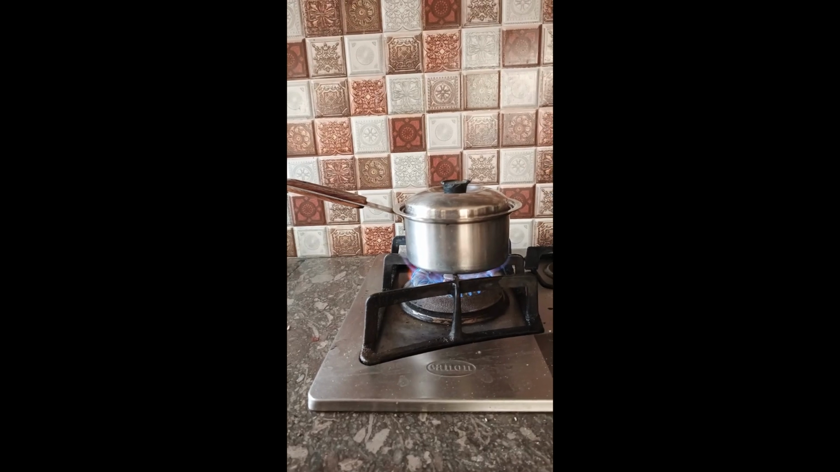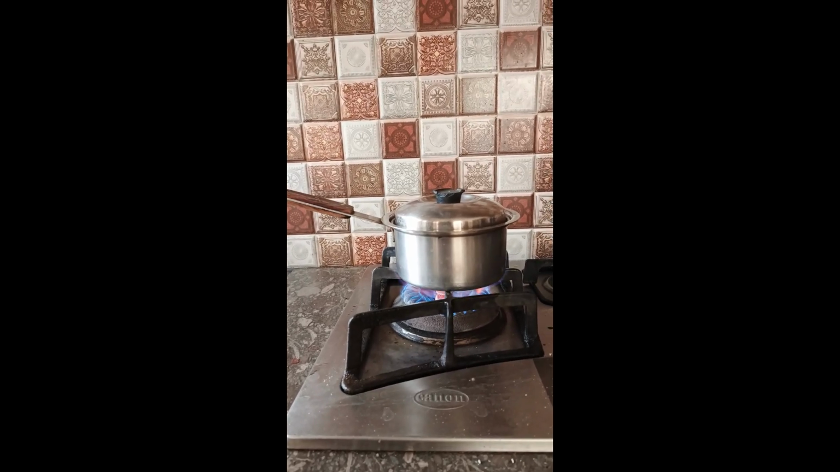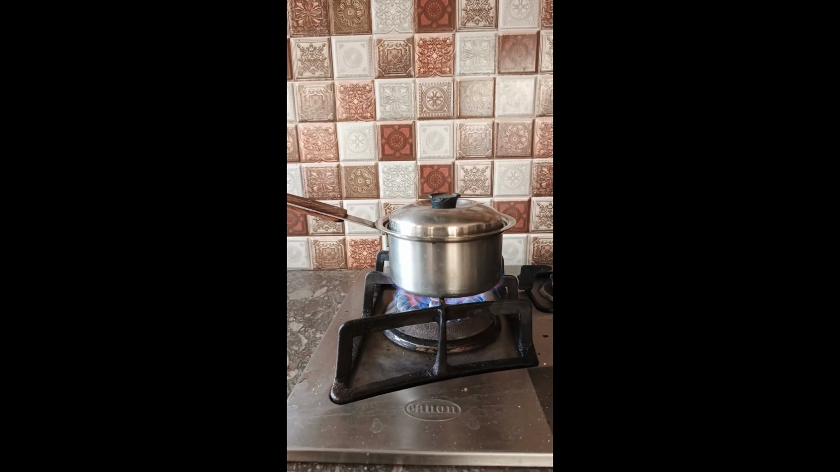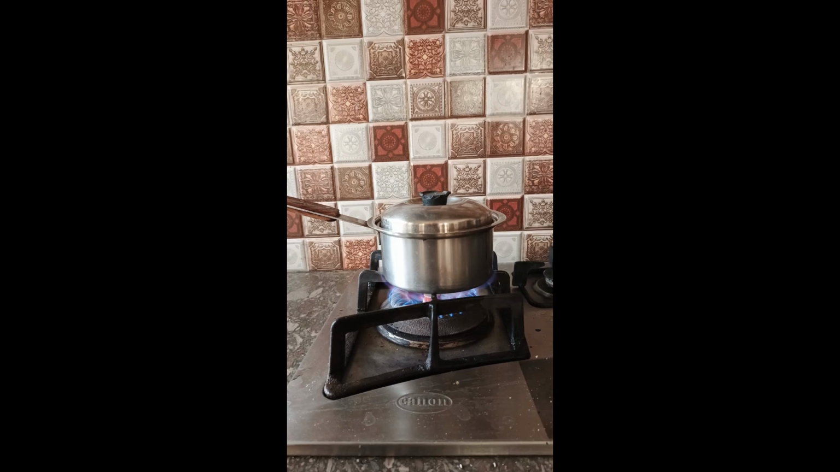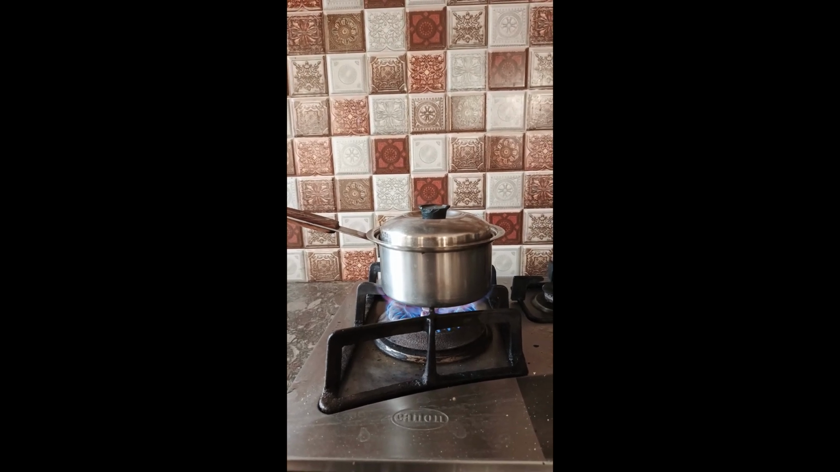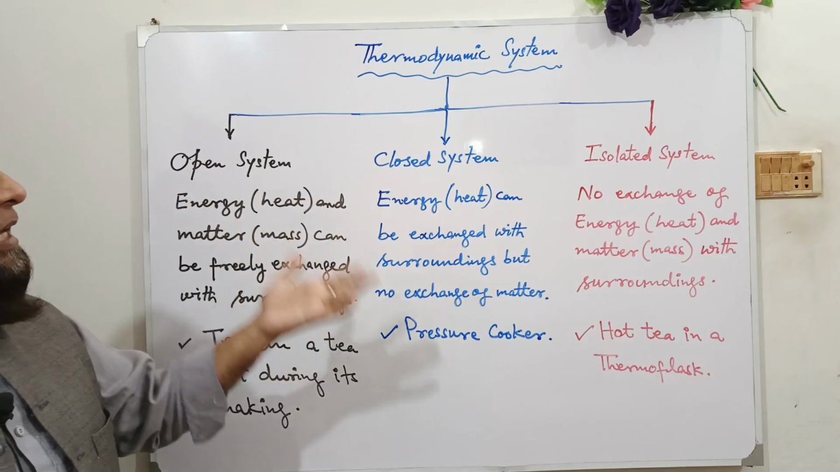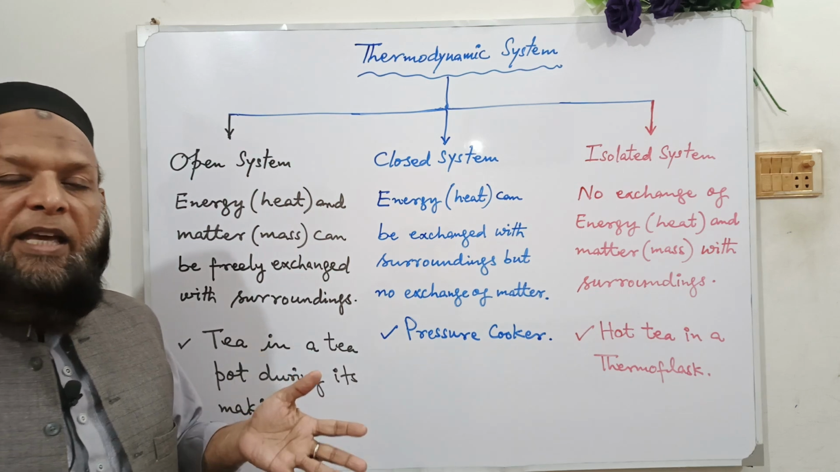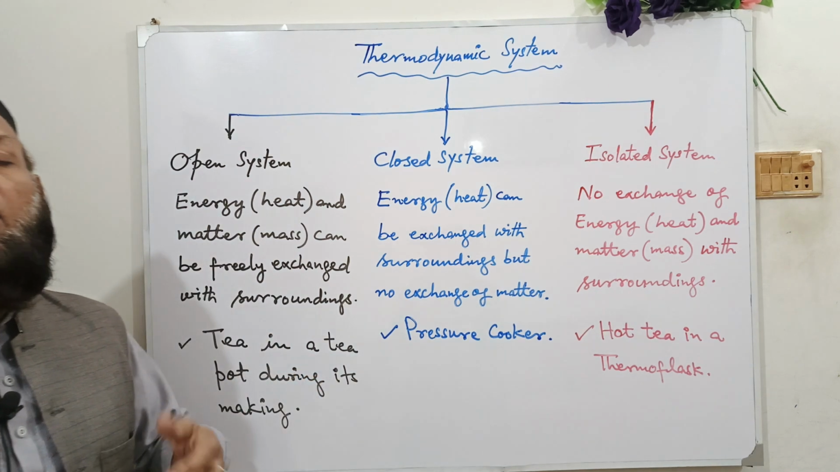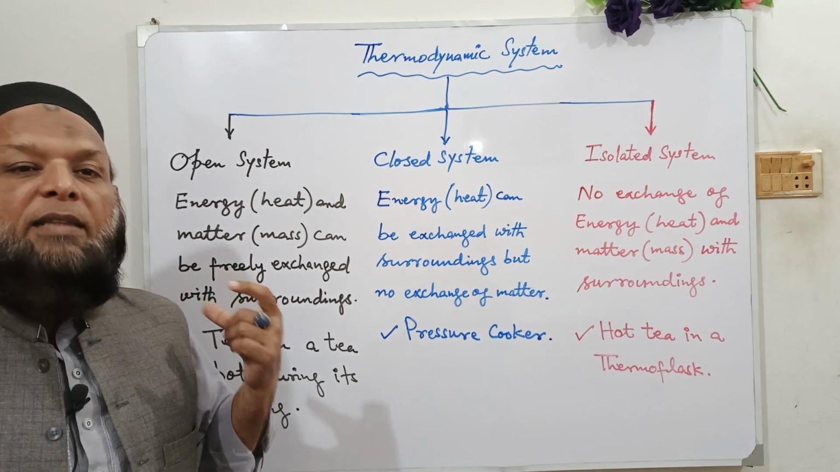This is a sample picture. You can see that the heat is transferred from the bottom of the saucepan into the saucepan. As the lid is over there, therefore there is no transfer of matter from the saucepan to the surrounding. The third one is the isolated system, in which there is no exchange either of matter or of energy. The best example is a thermoflask.